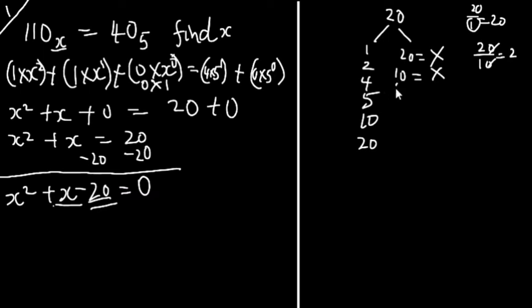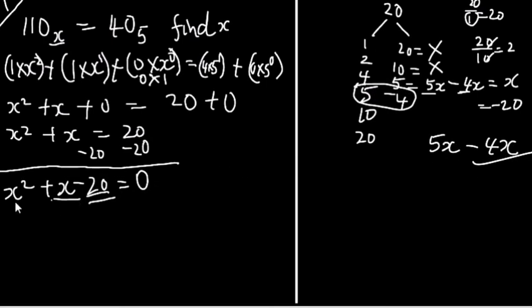4 times 5 is going to be 20. 5 minus 4 is going to give us 1. 5x minus 4x is going to give us x. And if we multiply minus 4, which is the coefficient of minus 4x, by 5, we are going to get minus 20. So we are going to use 5 and minus 4.